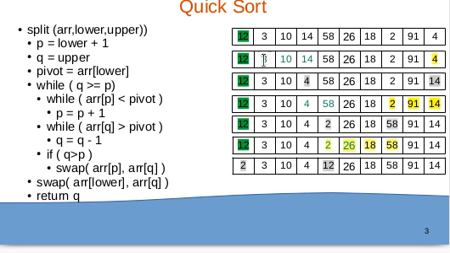P is equal to this one and Q is equal to this one. So Q is starting from this and going in this direction, and P is going in this direction. Now while Q is greater than or equal to P, so Q is coming from here and P is going from here, so it will run the while loop until Q is greater than P.